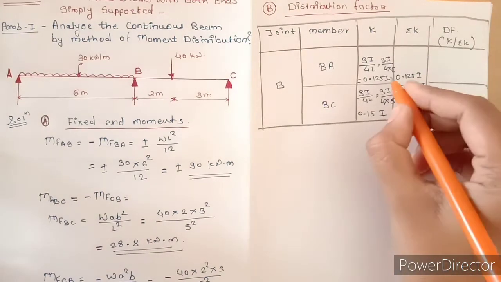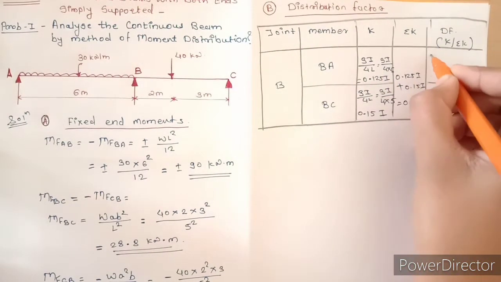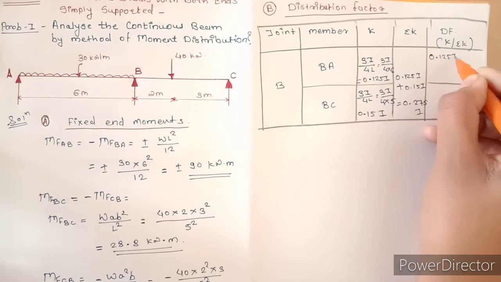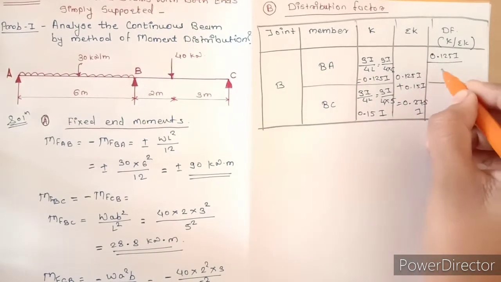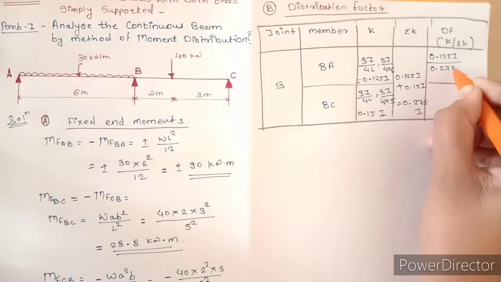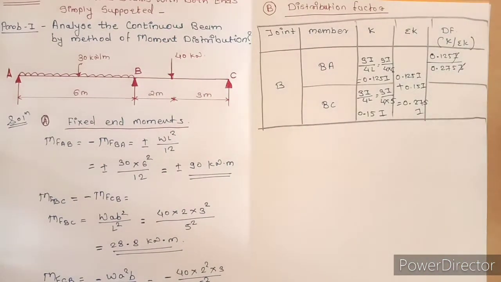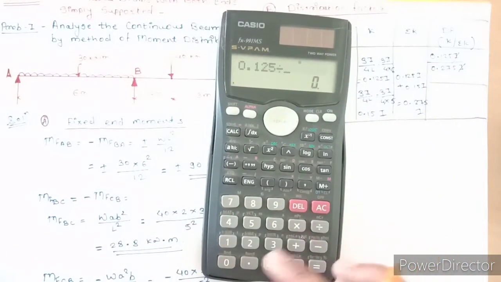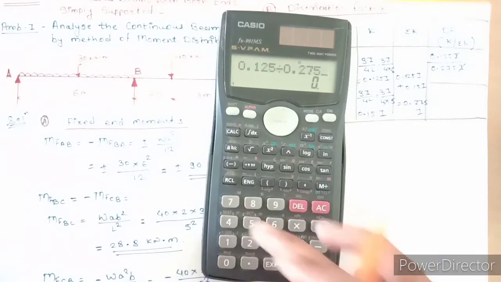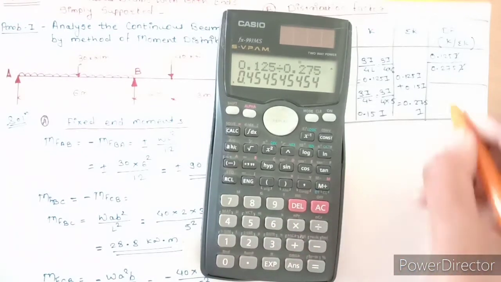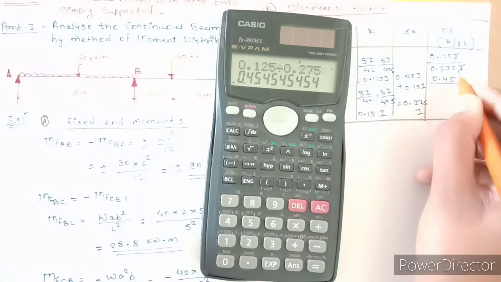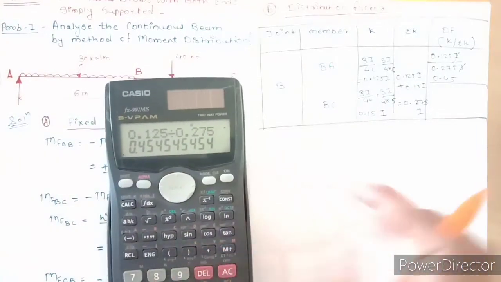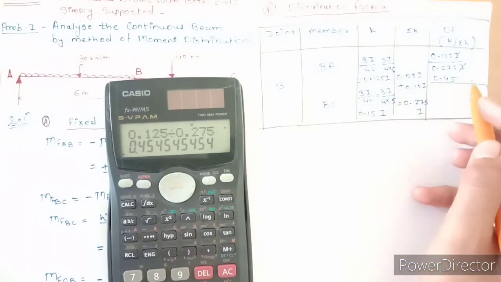Next, to find the distribution factor, the formula is K divided by summation of K. So for the BA member, our relative stiffness is 0.125 I divided by the summation of K, which is 0.275 I. Here I gets cancelled. So the answer is 0.125 divided by 0.275, which is 0.45. So the distribution factor for member BA is 0.45.